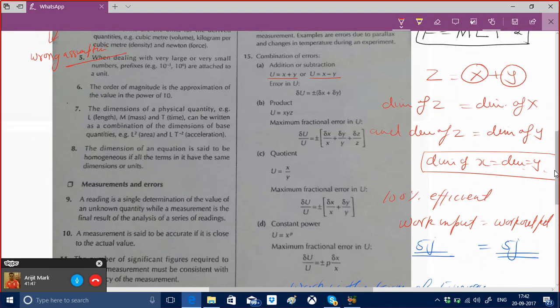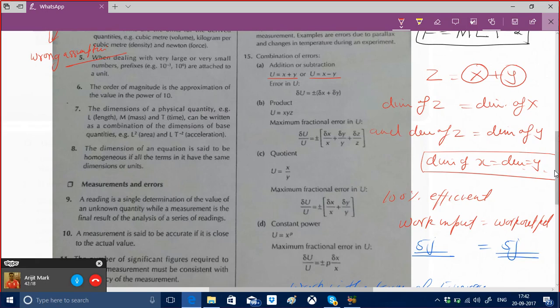So basically what I explained to you in writing, you can see clearly here: the addition and subtraction of quantities. The combination of error, that means fractional error of addition and subtraction, is del u equals del x plus del y, if the two quantities are x and y. And then product and division will also be the same type, beta.